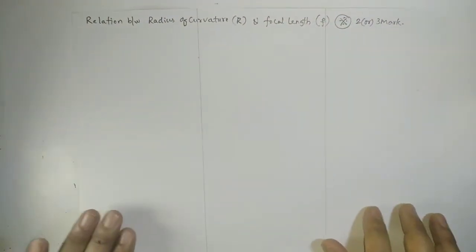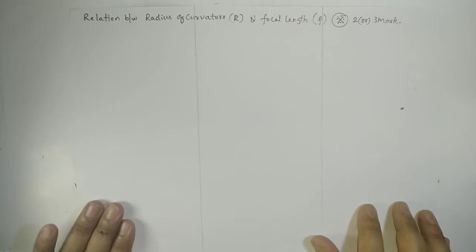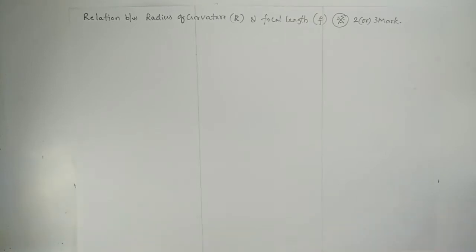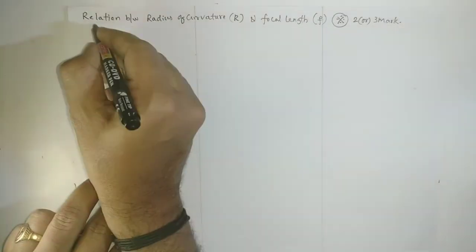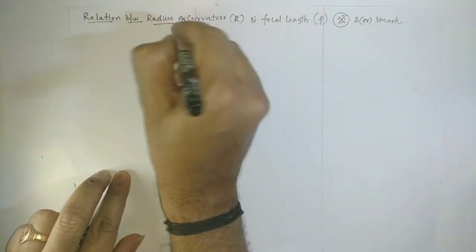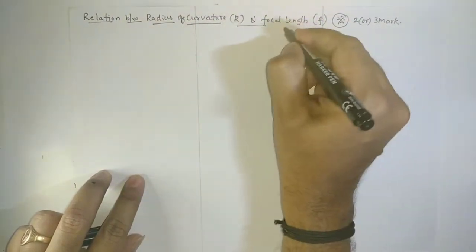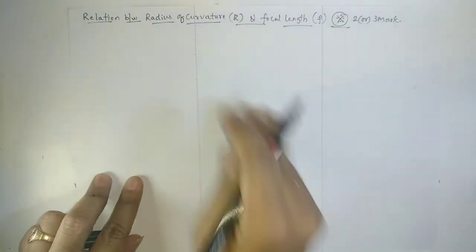Hello students. In today's class, let us derive the relation among various quantities associated with reflection of light through mirrors. First, let us derive the relation between the radius of curvature r and the focal length of the given mirror. Remember students, in deriving these relations, the following assumptions are made.